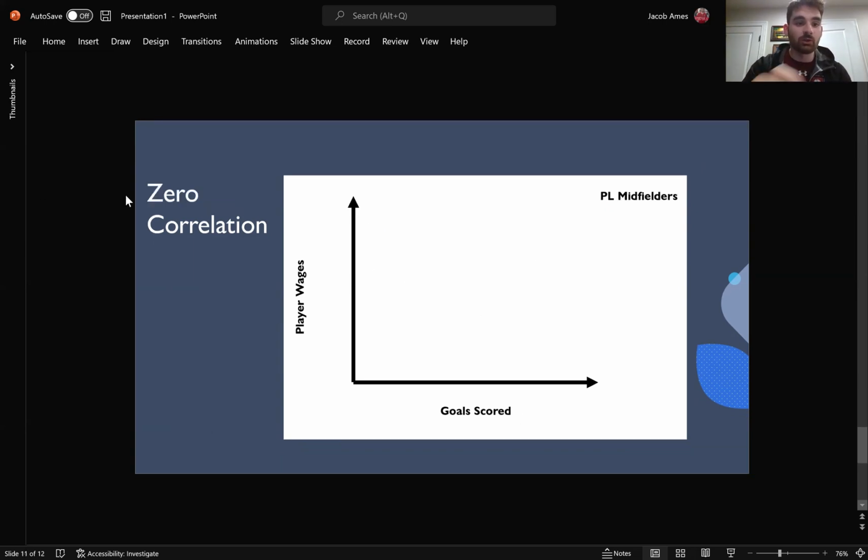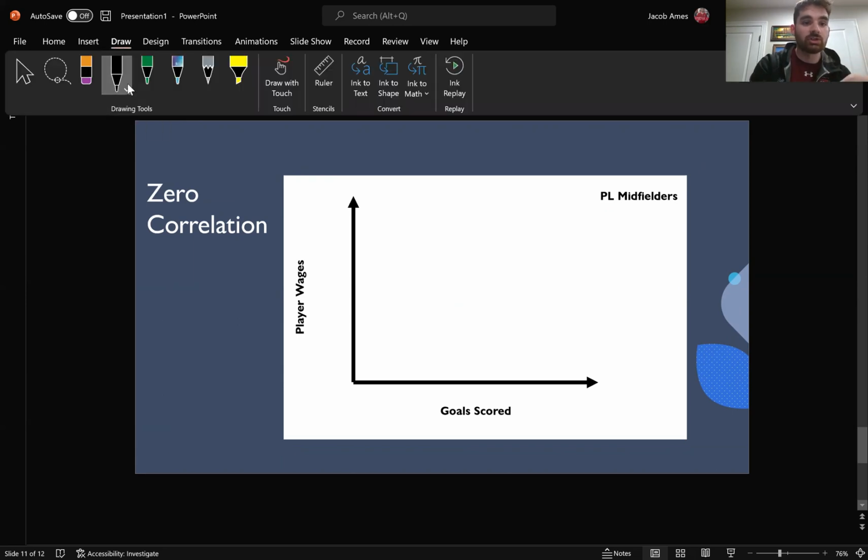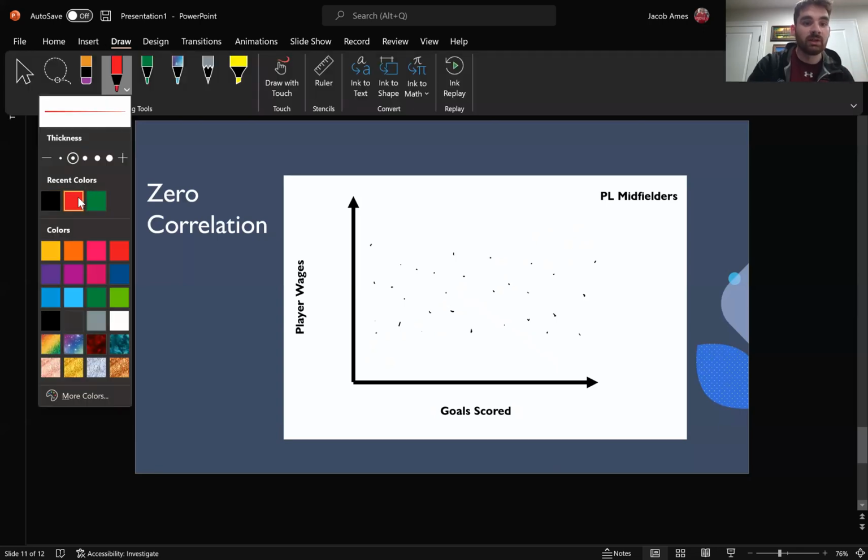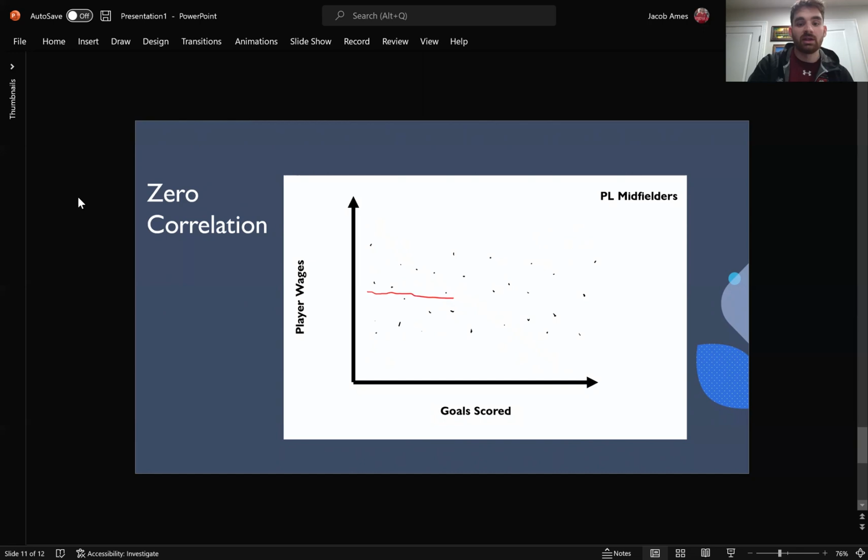And then finally, a zero correlation. So this is not the same as a no correlation, but instead a zero correlation. If we're looking at Premier League midfielders, player wages and goals scored, there's several different types of midfielders: box to box, holding, attacking. Their data will certainly be a little differently dispersed than strikers and defenders when, again, we're looking at goals scored or goals conceded. In this circumstance, our line looks something like this, which would represent a zero correlation linearly.